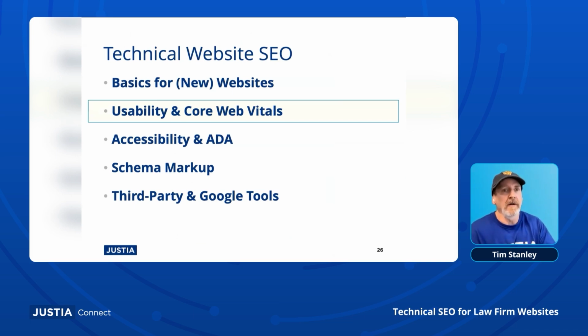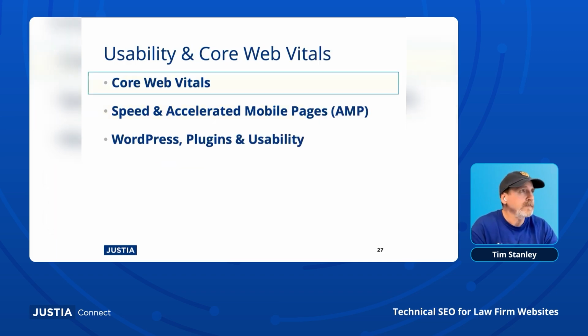Okay, now a big item, usability and core web vitals. So this is something that Google's really focused on right now. So this is really important. All right, we're going to start off with core web vitals. Then I'll talk a little bit about accelerated mobile pages and a brief discussion about WordPress and plugins.